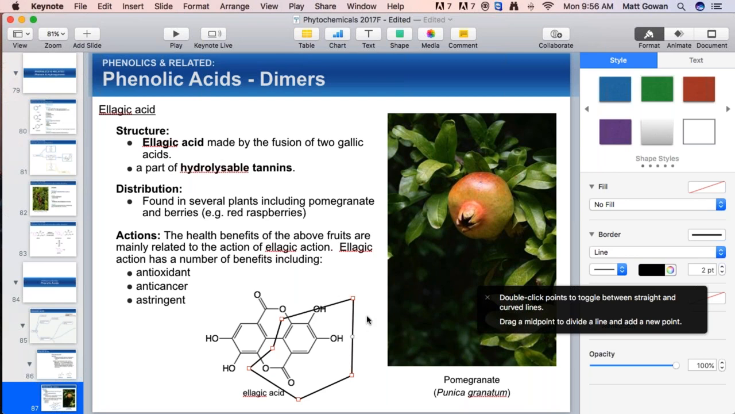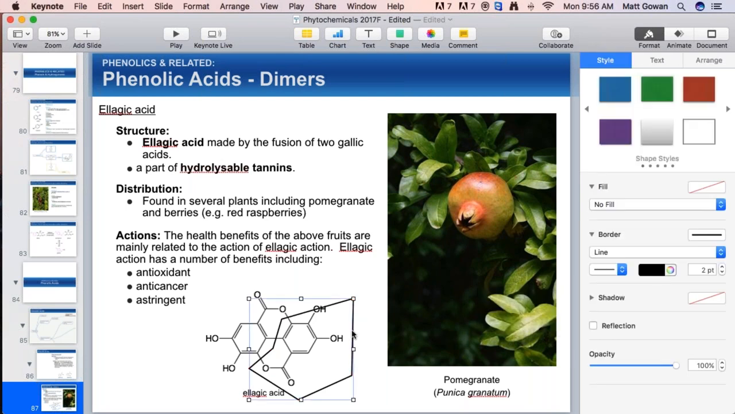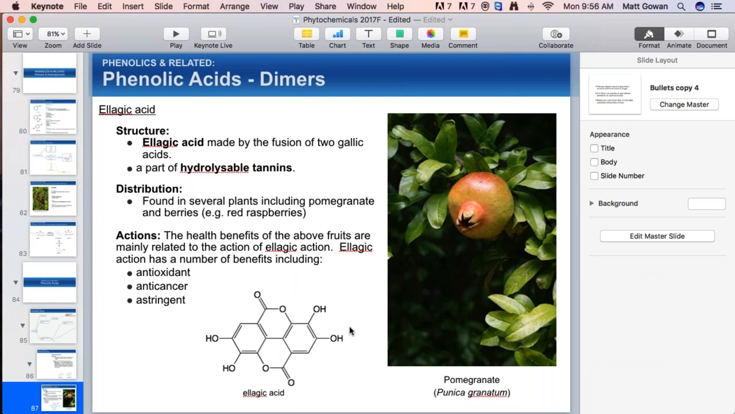And so the significance of ellagic acid is that you find this in this form or attached to sugars to make various glycosides. And you're going to find it in various fruits and vegetables, including things like pomegranate and raspberries. And this compound has lots of antioxidant effects. There's an astringent effect to it. And it's also believed it has some anti-cancer effects.